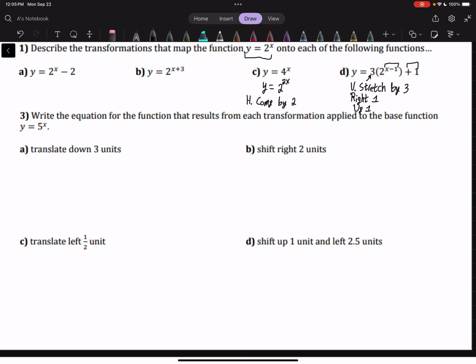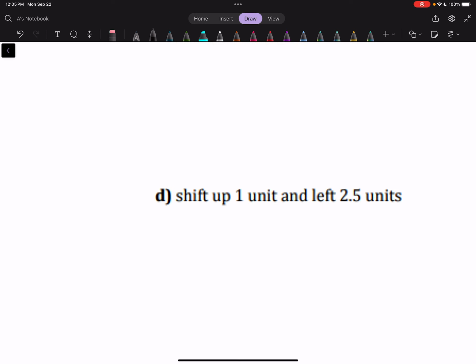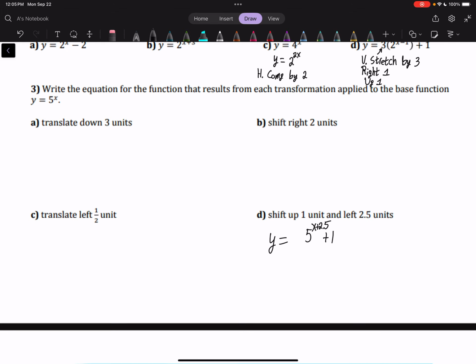Write the equation for the functions that result from each transformation applied to the base function y equals 5 to the x power. I'm going to do number D, you try A through C. A shift up 1 unit. This means I need a plus 1 at the end, and left 2.5. So this is 5 to the power of x plus 2.5. Try those, and we're moving on.